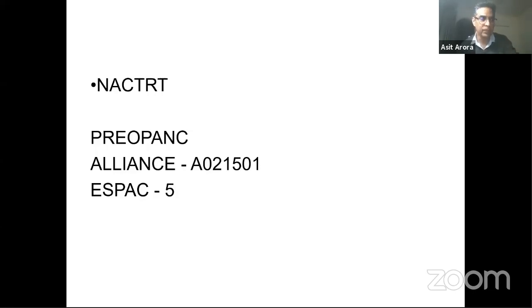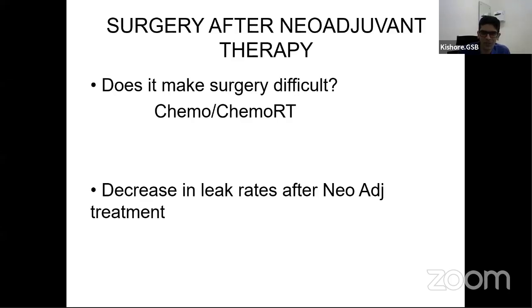So let me ask my surgical colleagues here, Dr. Kishore, do you have any personal experience of operating on neoadjuvant chemo-RT patients of the pancreas? And if yes, was it any different from operating on a neoadjuvant chemotherapy-alone patient? Thanks, Dr. Asit, but no, just like you, I have not had any personal experience of operating on a radiated field for pancreatic cancer. Okay, and Sandeep, do you have any experience with a chemo-RT patient?